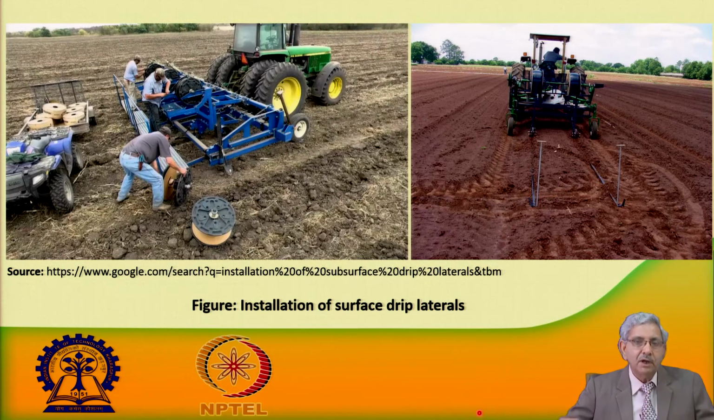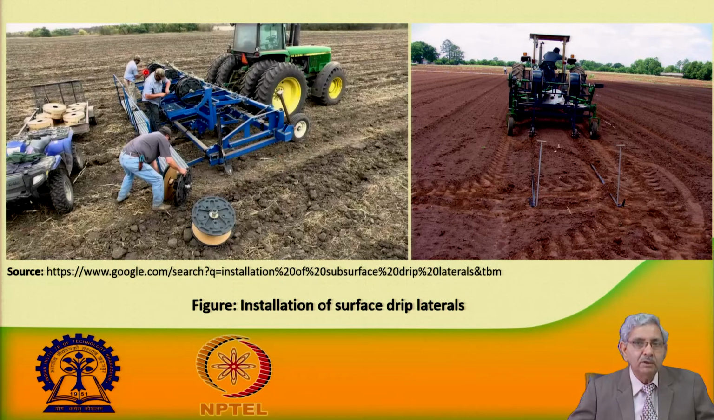Here you can see how the surface drip laterals are being installed on the land surface, where there is an arrangement, and then there is a pool, where the laterals are placed. As the tractor moves forward, this pool also drives, and then the lateral is placed at appropriate spacing.